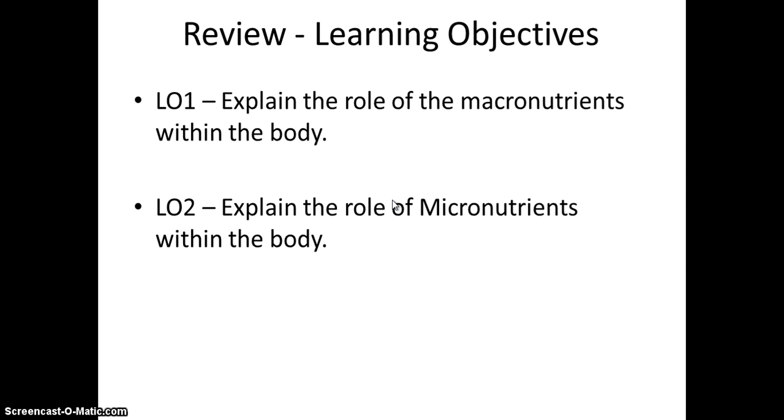Okay, so that's that. That's the vitamins and minerals that you're going to need for your assignment, and a quick review of macronutrients. Okay, again, if you've got any questions, please bring them to the next lesson.